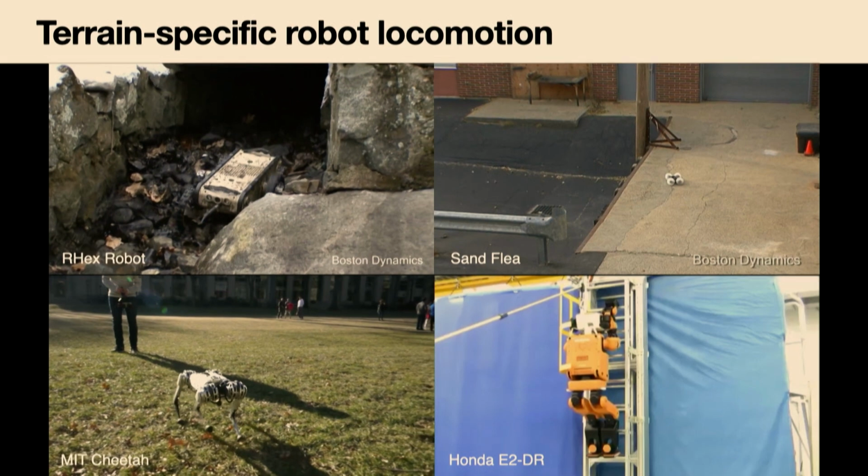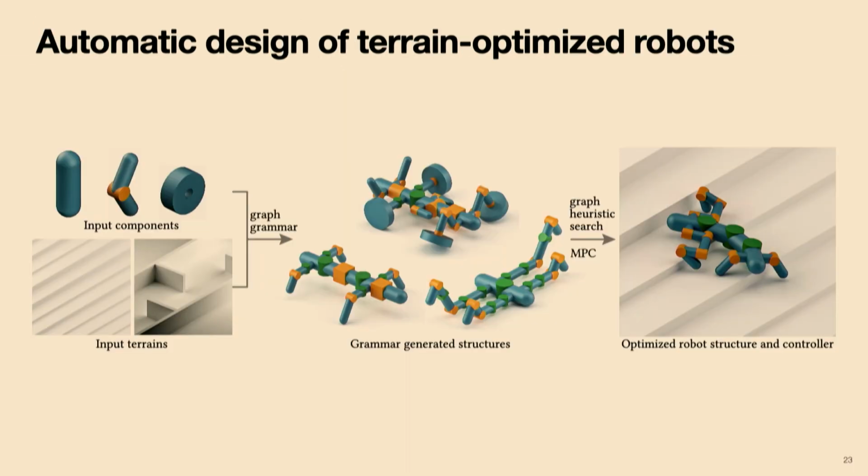And the structure of the robot determines its capabilities. So different kinds of structures are designed to be able to run different terrains here. But our question was, can we have an automated design where we can discover what is the most optimal robotic structure to run on a given terrain?